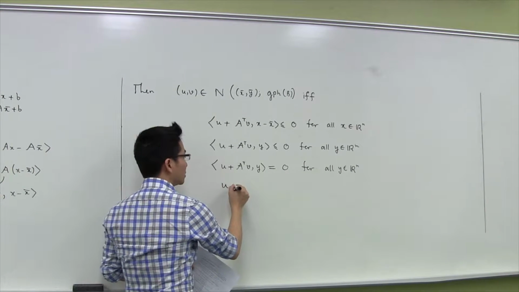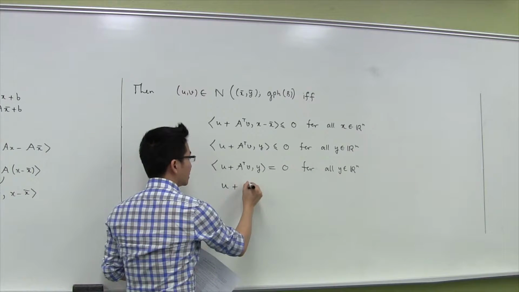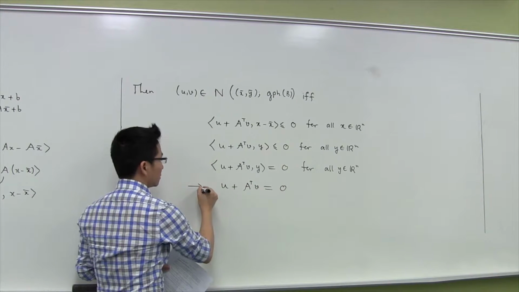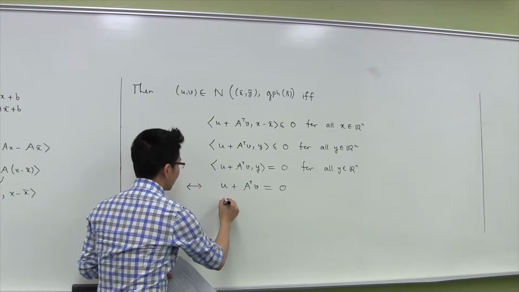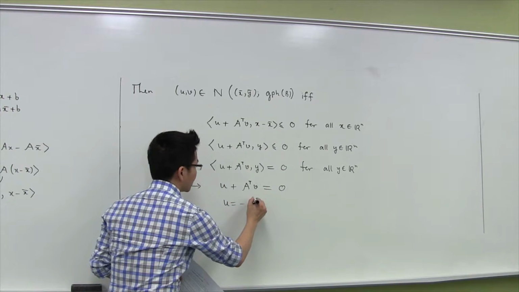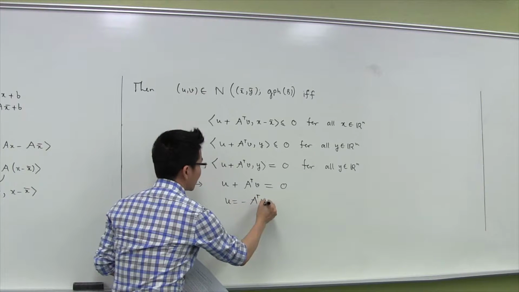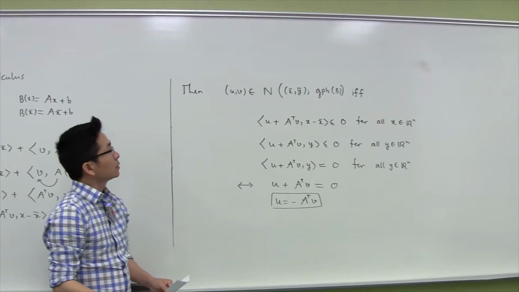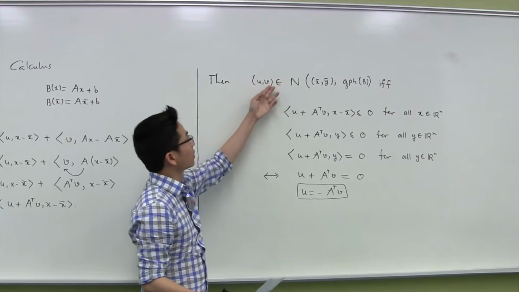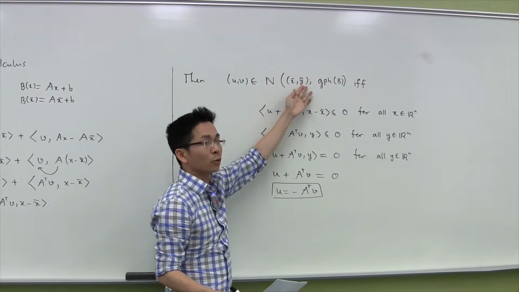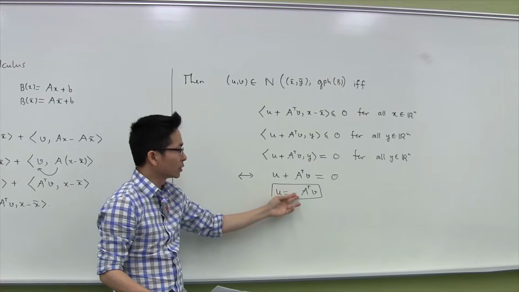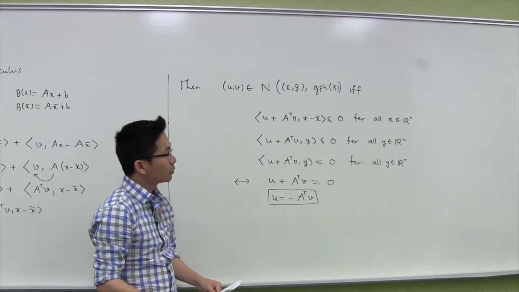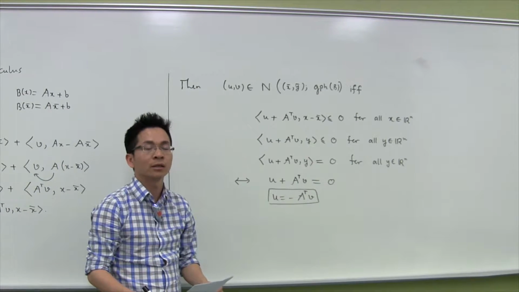the sum of u plus the product of A transpose and v is equal to 0. Or equivalently, u is equal to minus the product of A transpose and v. Okay? So from this we have the following. (u, v) is in this normal cone if and only if u is equal to minus transpose of A times v. And therefore we have completed the proof of the lemma.